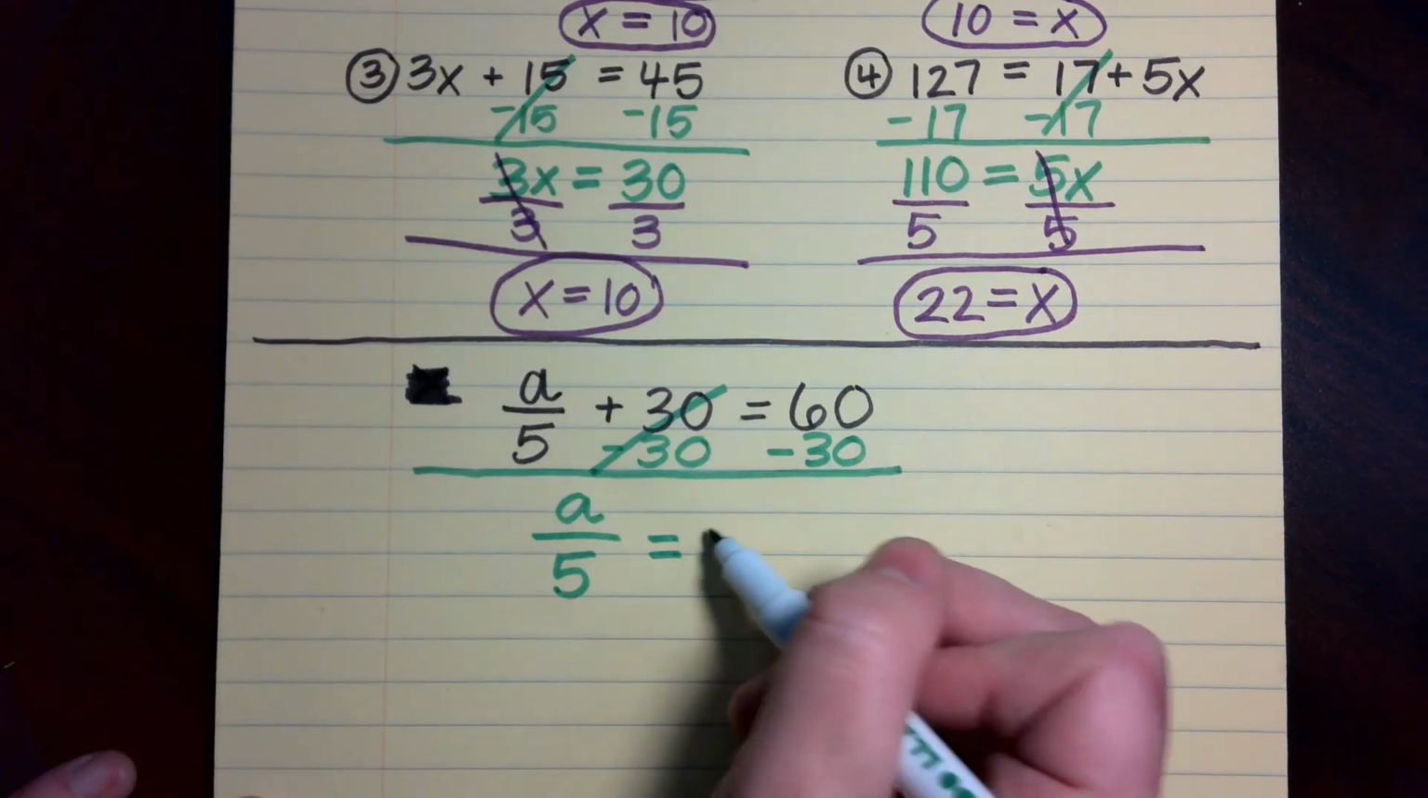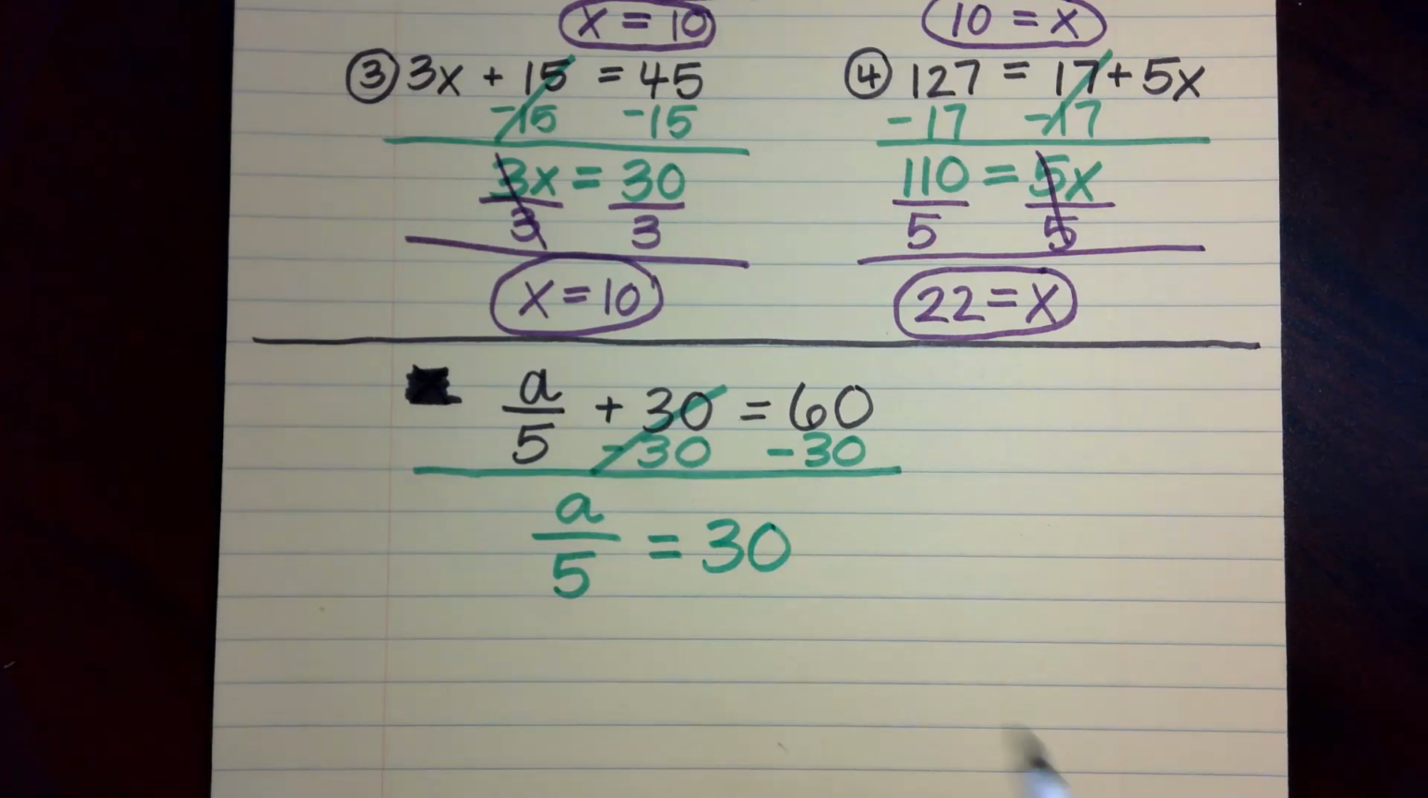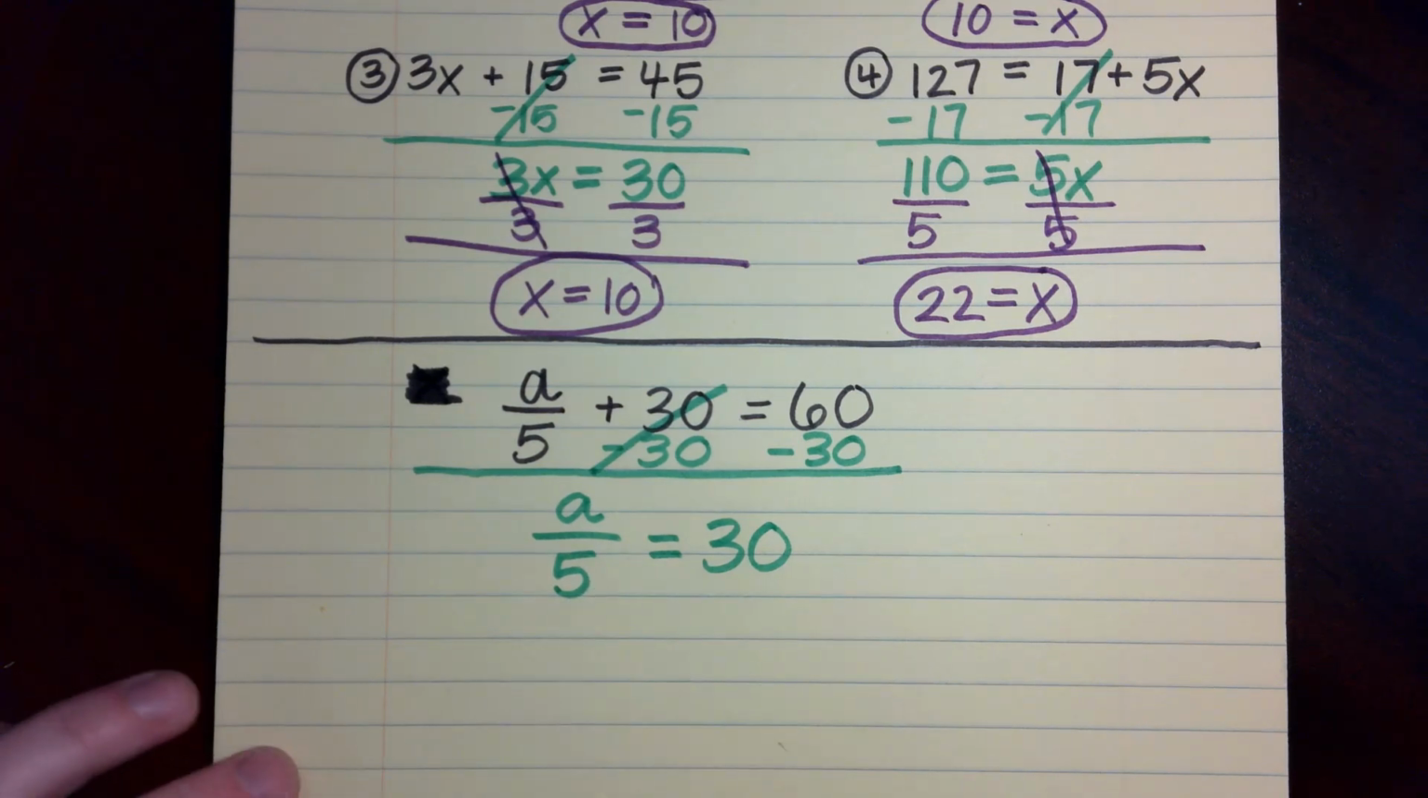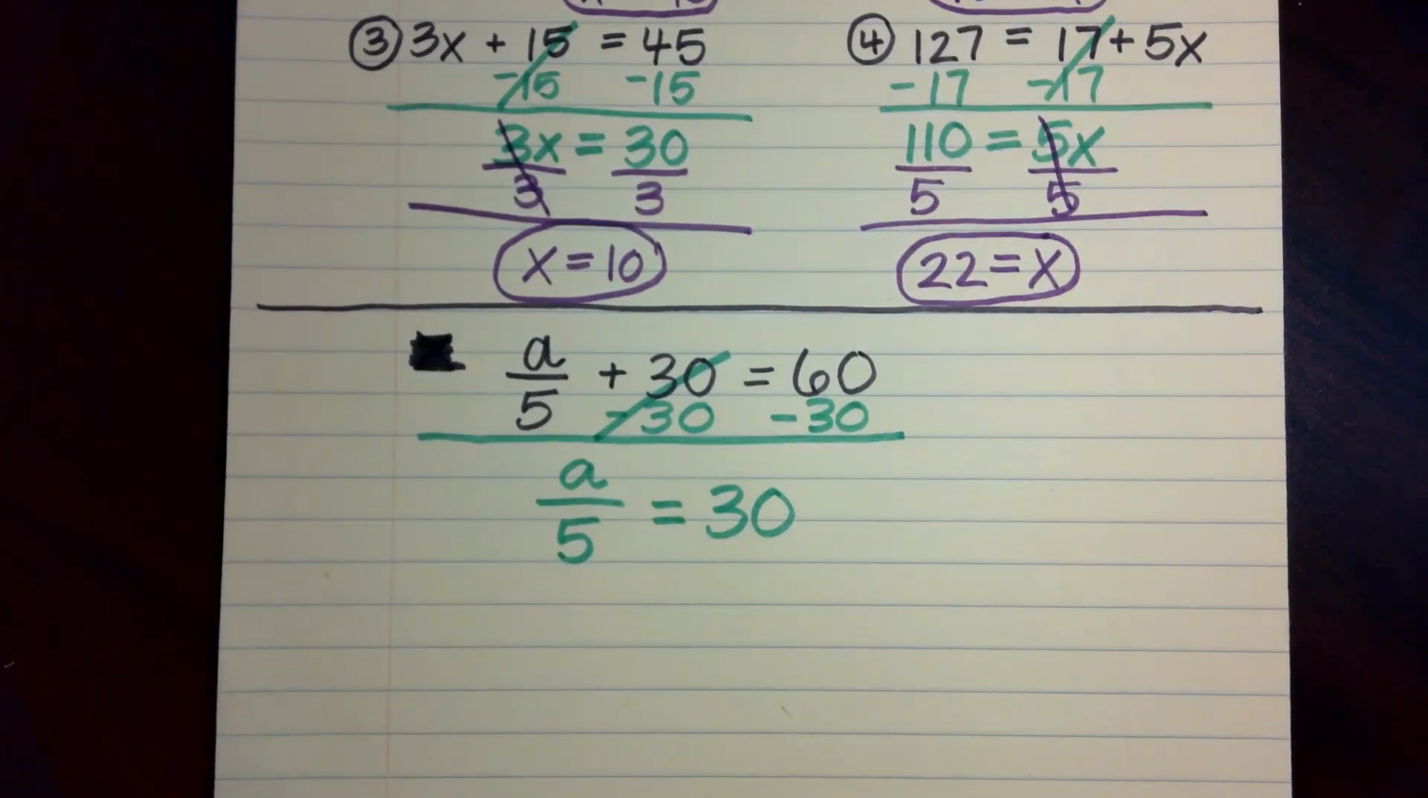30, good. Okay, is anybody confused in any way, shape, or form at all? Nobody is judging. I just want to make sure we feel good. Are we confused at all about what we just did here? Good, good. Okay, so now we have a whole new equation. We have A divided by 5 equals 30.